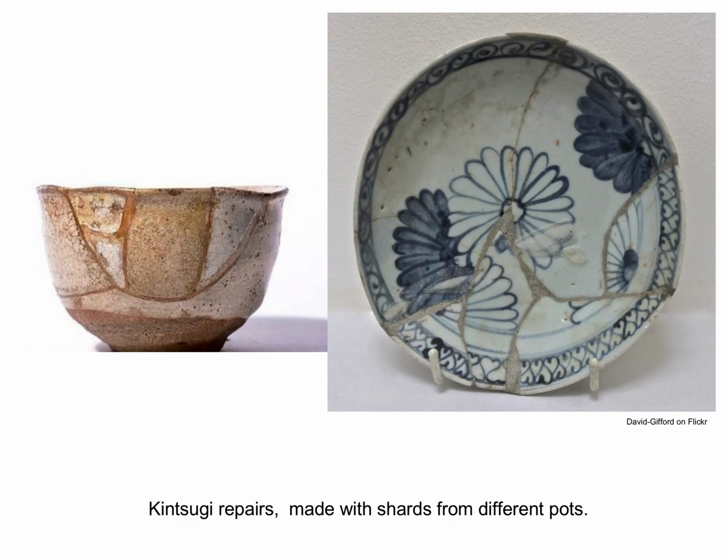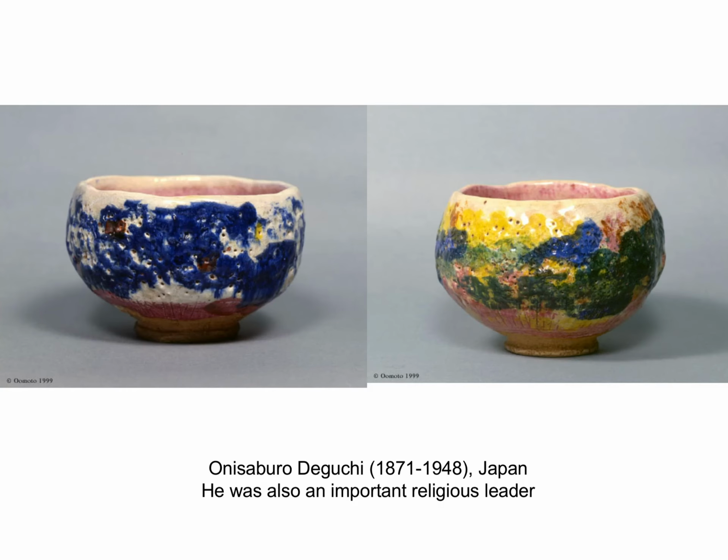Those are very interesting examples here where we have objects that have been repaired with fragments from other objects. So instead of repairing the objects with the missing fragments that came off, fragments from other pieces were introduced into the final reconstruction of the thing, which is quite an interesting approach to an extreme form of reclamation. Onisaburo Deguchi was a tea master and an important religious leader in Japan during those dates, and those are two examples of his work in raku as well.